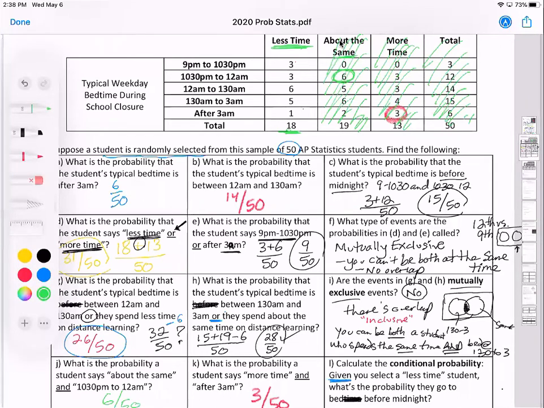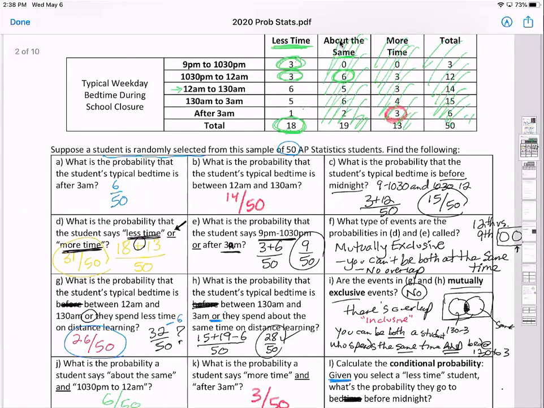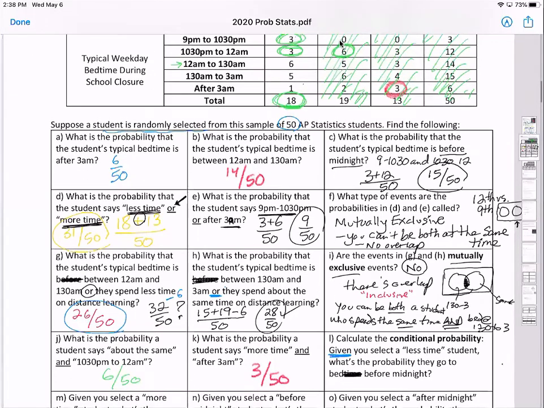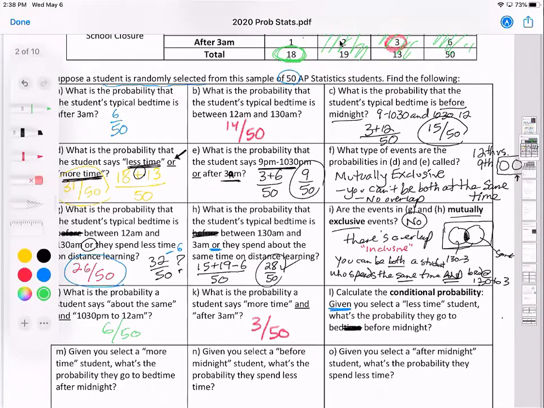So we're only looking at the less time. Given you have a less time student, what's the probability to go to bed before midnight? So before midnight, here's midnight. Before midnight would be these people and these people. So there's 6 of them out of 18. This is the first one on this lesson where we're not going to divide by 50. And that's a key point with conditional probabilities. We have 3 plus 3 out of our new total, 18.